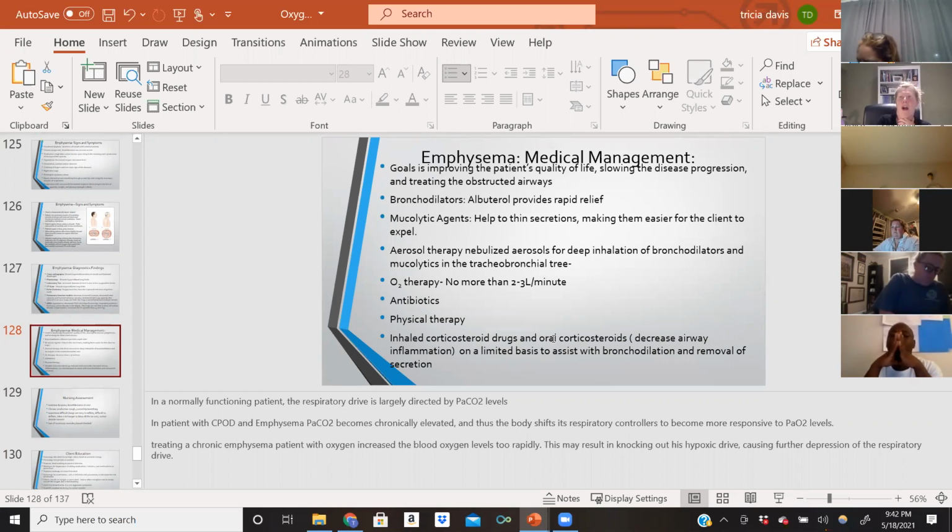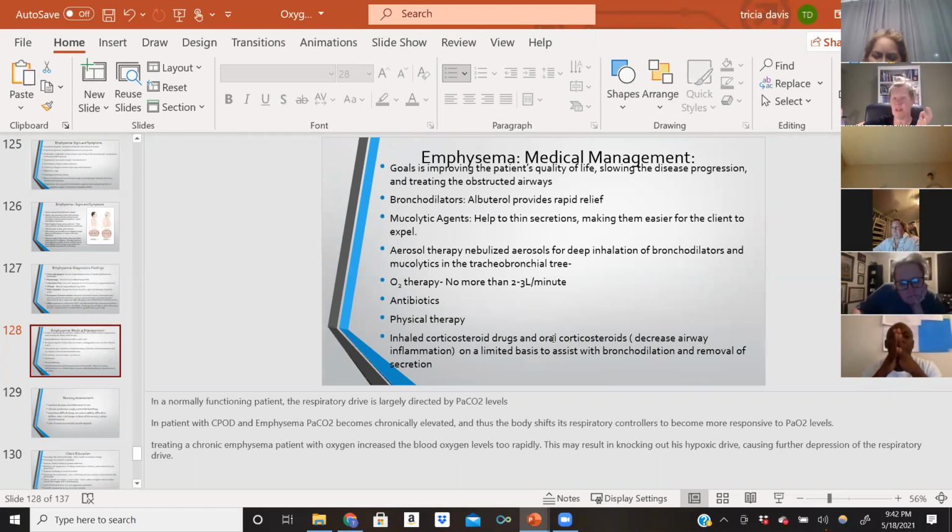Medical management. Our goal is going to be to improve the patient's quality of life and slow the disease progression, treat the obstructed airways. So we're going to use bronchodilators. Albuterol gives rapid relief. We're going to use mucolytic agents to help thin secretions, make it easier for them to expel the secretions. Aerosol therapy, those nebulizers for deep inhalation of those bronchodilators, and O2 therapy, but again, low flow, because remember their drive to breathe requires lower oxygen. So we don't want to give them too much oxygen.